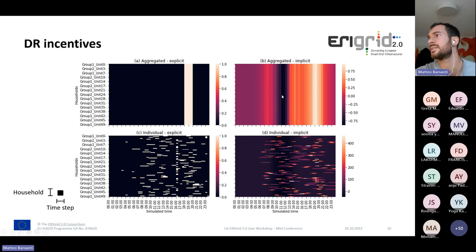Similarly, on the right side, instead of explicit, we have implicit incentives. So we have a signal that is dynamic, and we can see here it's negative. It means that there is overproduction from PV, so the net load is negative. People are incentivized to increase consumption during these hours while decreasing it in the evening, when we have a higher peak in the grid.